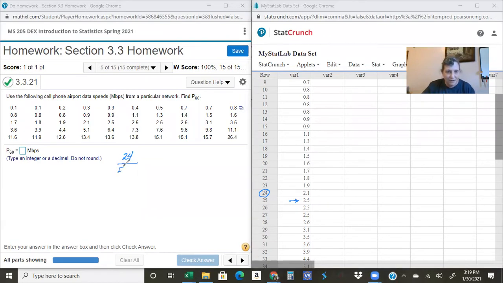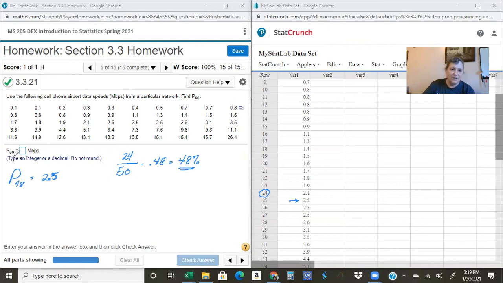24 out of 50 is the same thing as 0.48. And we change this to a percentage by multiplying it by 100, moving the decimal over 2 places, so it's 48%. So the percentile of 48 is the location of the initial 2.5, and you always go by the bottom one. So 48% of the data comes below 2.5.